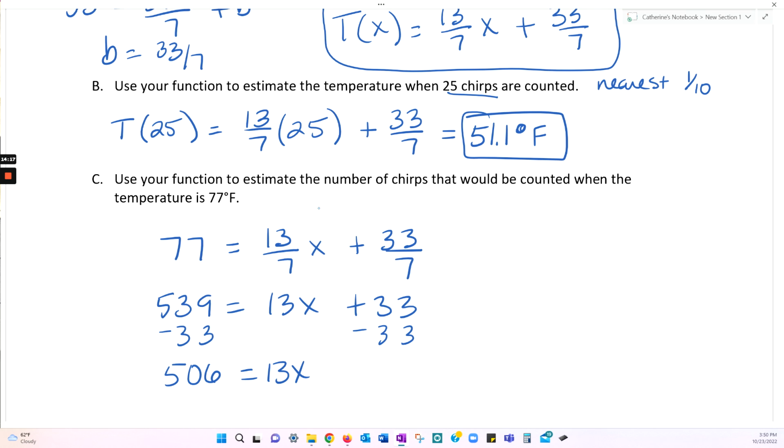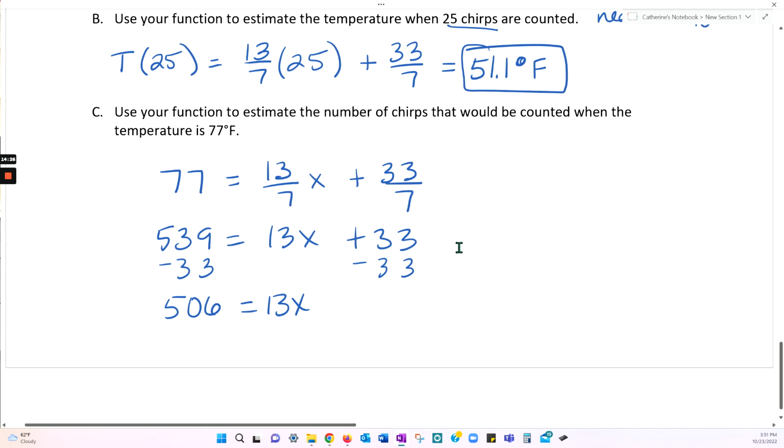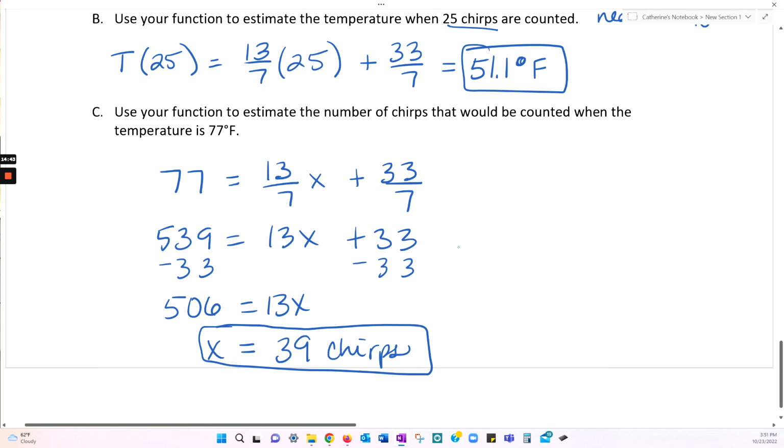And 506 divided by 13 is 38.692 chirps. Let's round to the nearest whole number, since you wouldn't really count like 0.6 of a chirp. So let's round to 39. So x is about 39 chirps. So it'd be a lot of chirping, because that's in 15 seconds, right? That's a lot. Okay, so there we have it.